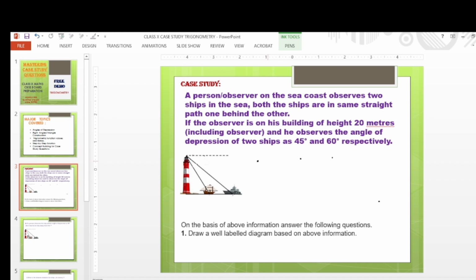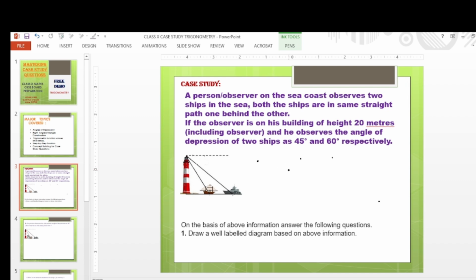So first, you understood, right? Two ships are there, one building is there, and angles of depression are there. Students, those who have not seen my previous video on trigonometry, that is based on angle of elevation and angle of depression, go through it because in detail I have explained it. Okay, so let's come to this problem now.